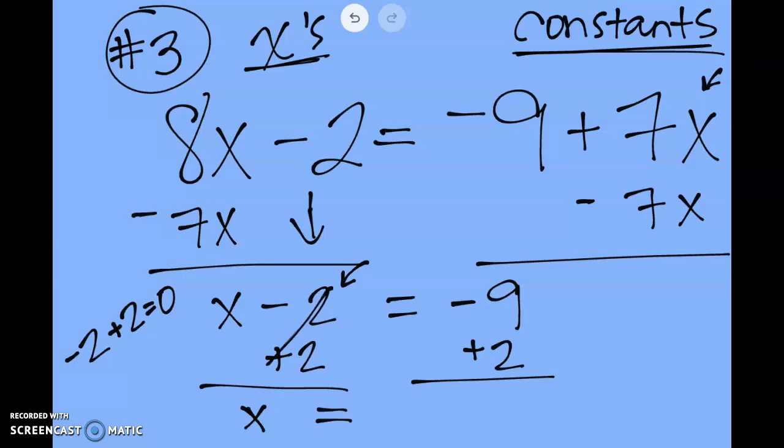Negative 2 plus 2 cancels out. And I have negative 9 plus 2. Well, negative 9 on the number line, if I add 2 to it, I'm going to the right 2 spaces. And that would be negative 8, negative 7. So x is equal to negative 7.